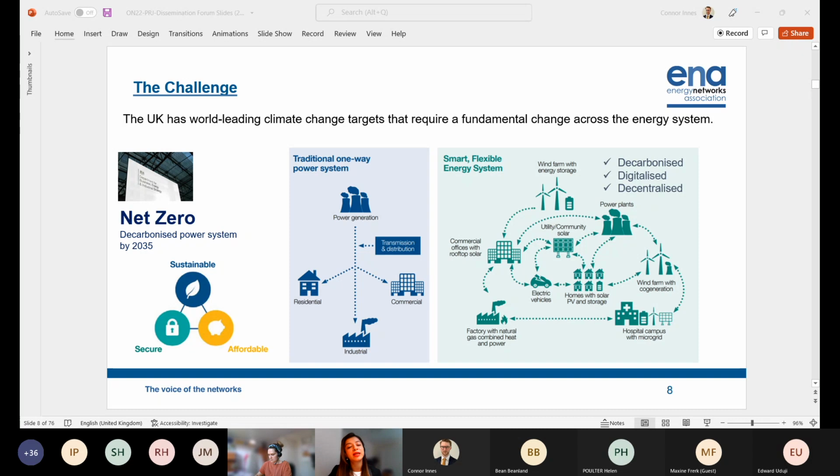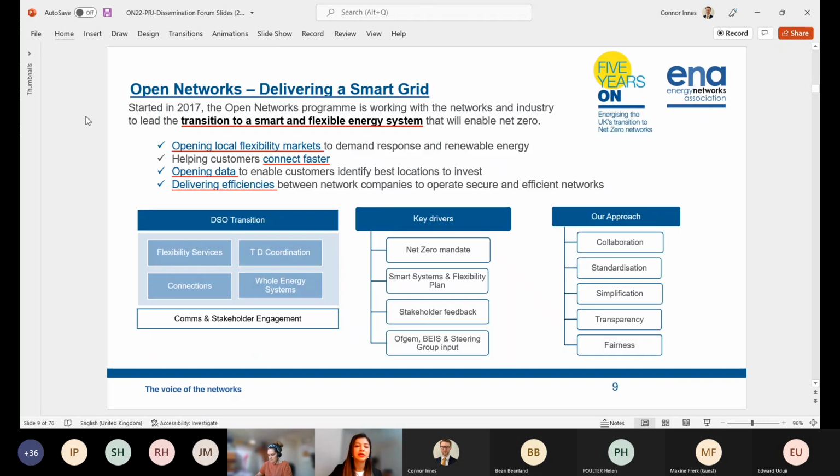How we can move away from that to a more smart and flexible energy system that can incorporate renewables and can be operated in a more active and a more flexible way. So I think that's really the background behind Open Networks. If you go to the next slide, Connor.